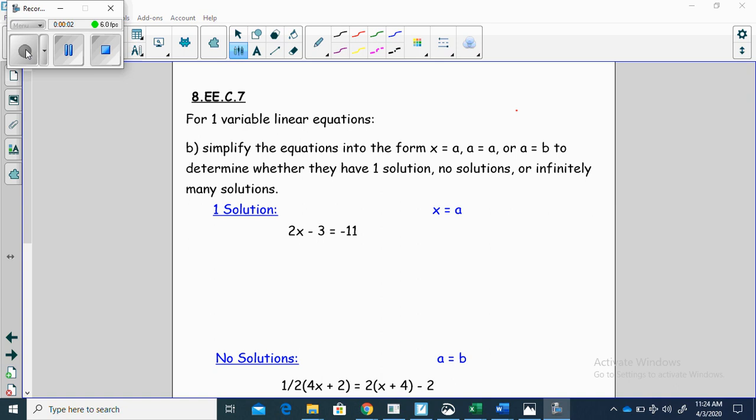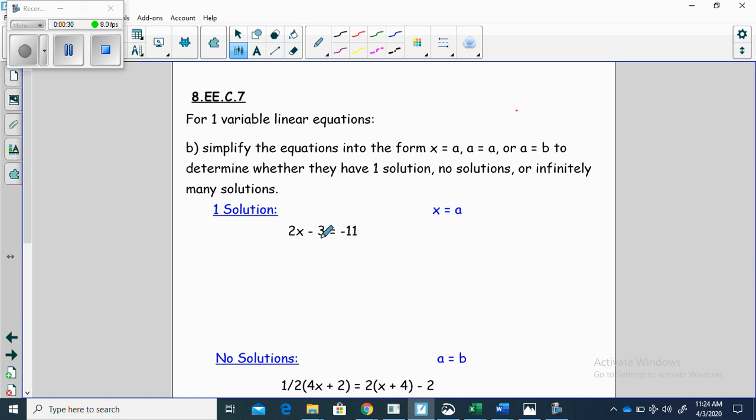This is standard 8.EE.C.7. We're going to look at it backwards. We're going to look at the last half of the standard first. For one variable linear equations, you should simplify the equations into the form x equals A, A equals A, or A equals B to determine whether they have one solution, no solutions, or infinitely many solutions.